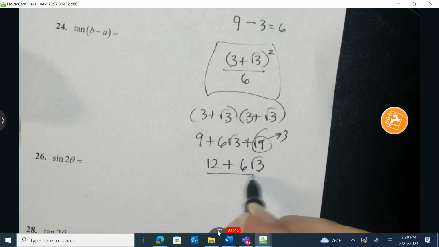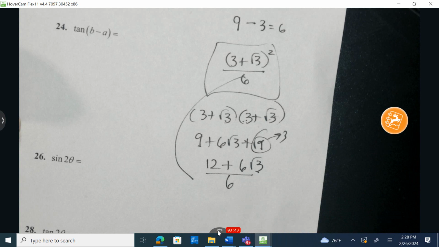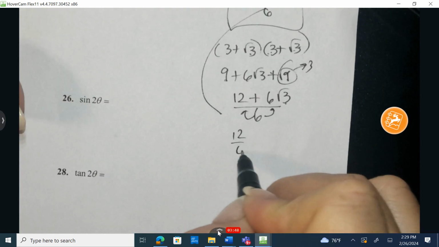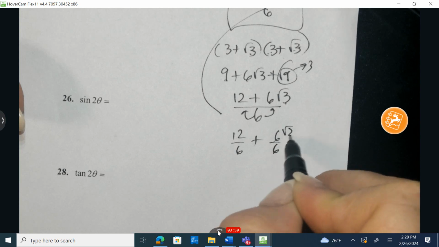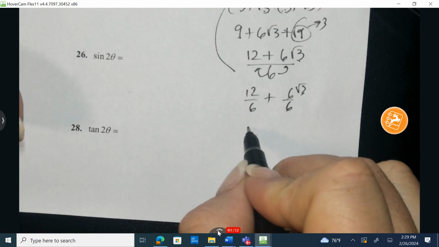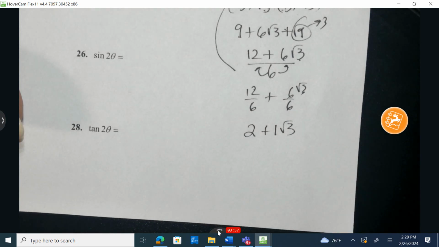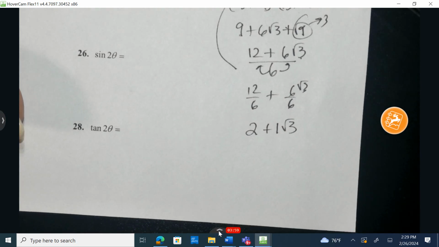So this is my numerator. Remember, this is my denominator. And now this has to be equally shared with the left and the right. So 12 over 6 plus 6 over 6 square roots of 3. So 12 divided by 6 is 2. 6 divided by 6 is 1. So 2 plus the square root of 3. That's probably how he wrote his final answer.